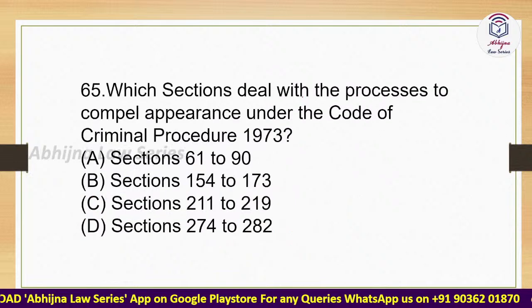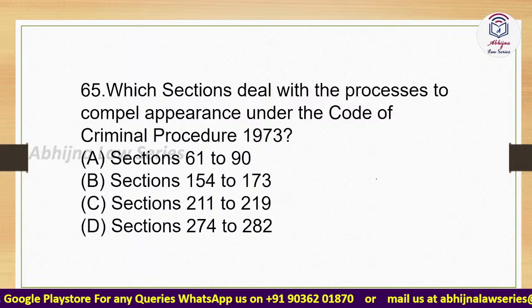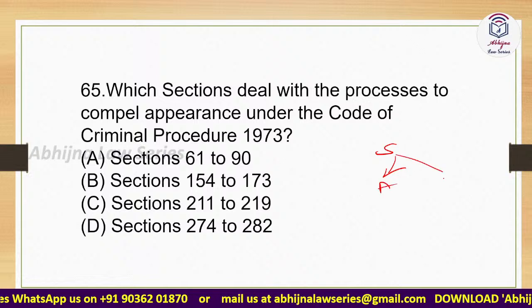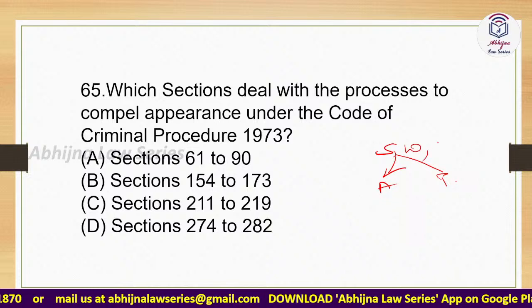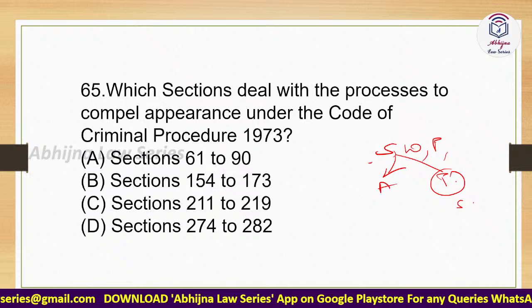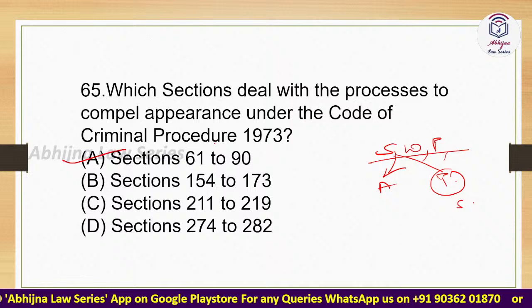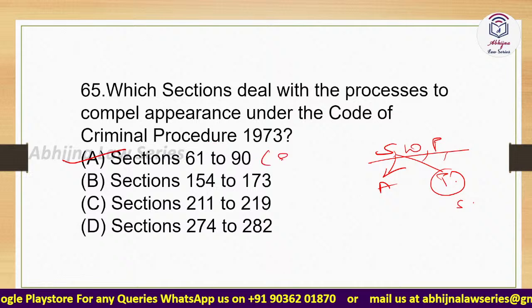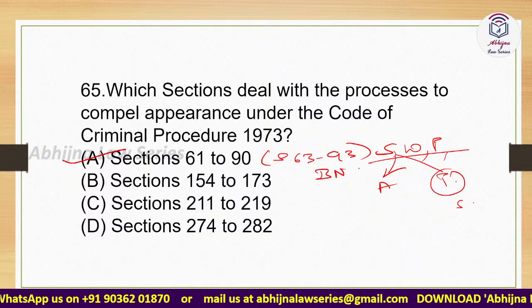Which sections deal with the processes to compel appearance under CrPC? Summons is issued to compel the appearance or to compel the production of things also. There are summons, warrant, then proclamation. In the case of things, a search warrant is issued. So many processes are there. What is the section relating to that? It is sections 61 to 90 of CrPC, and sections 63 to 93 of BNSS. They relate to this.